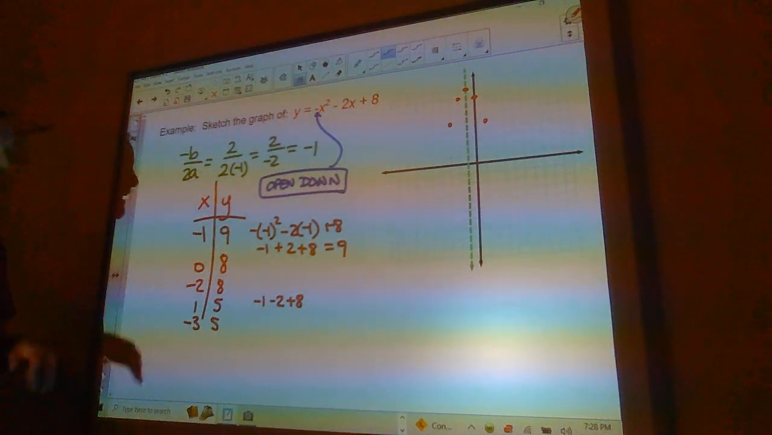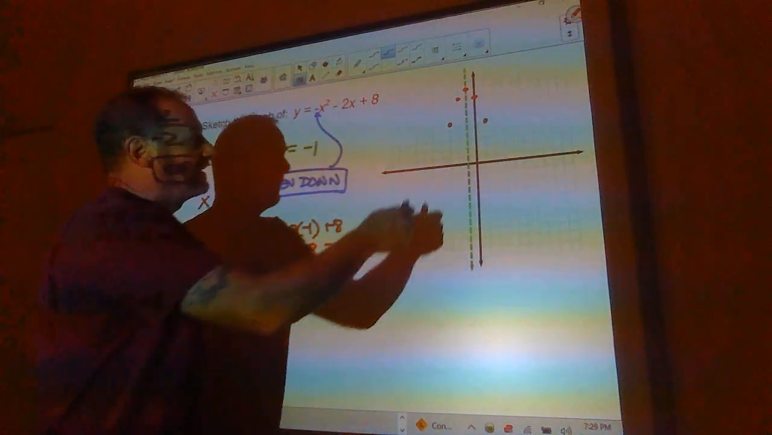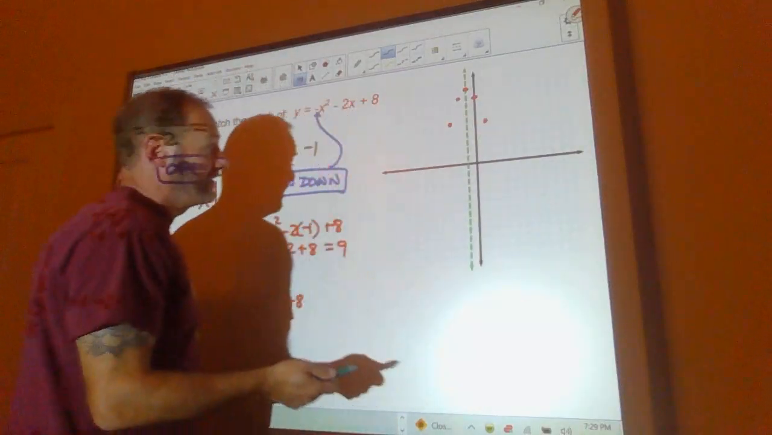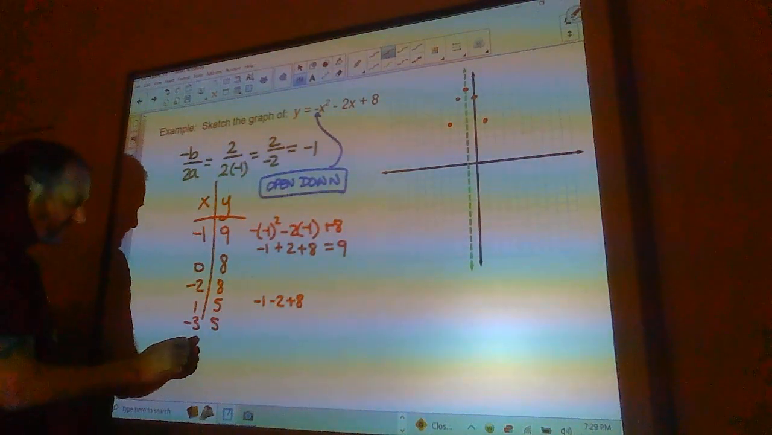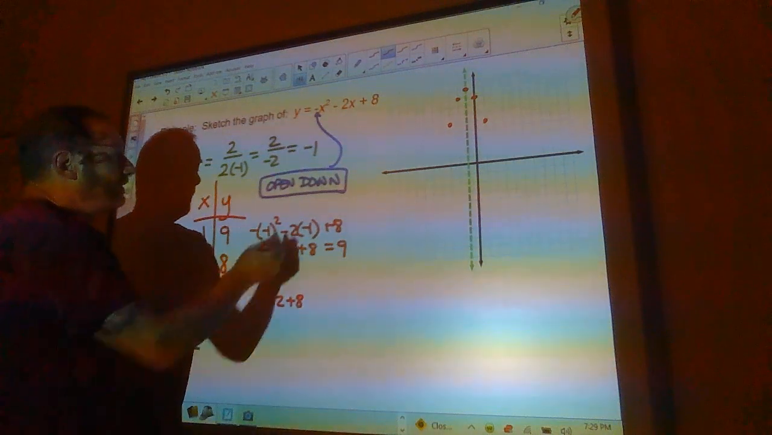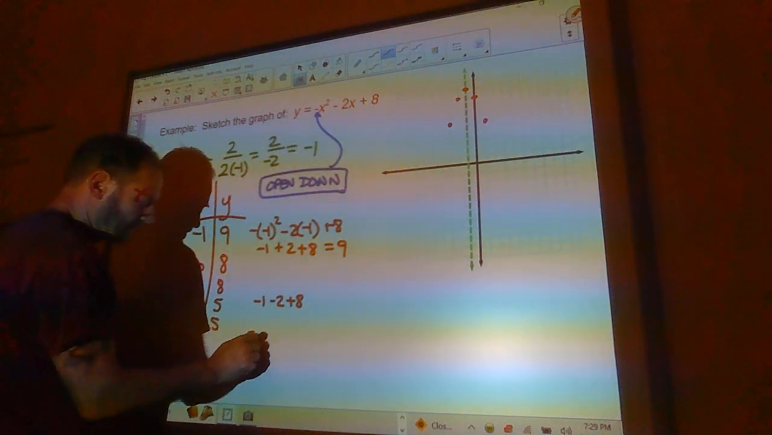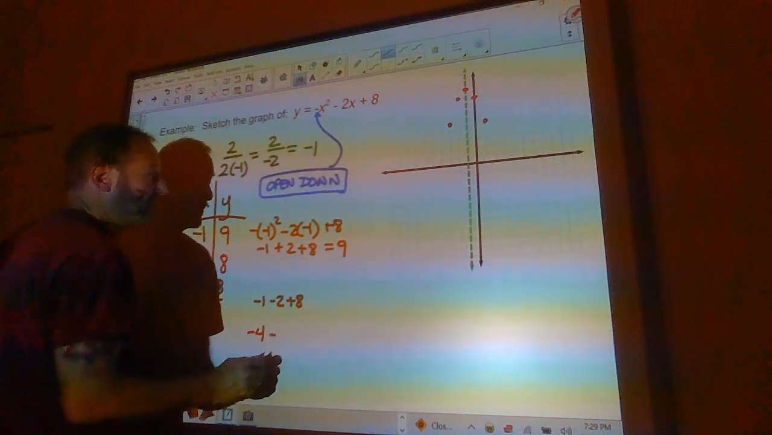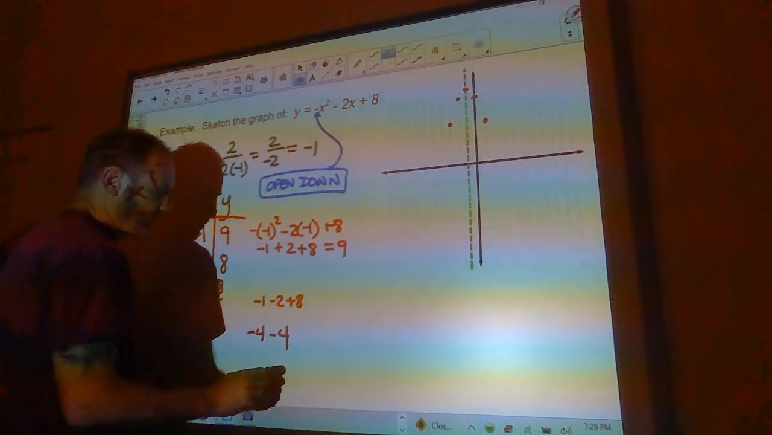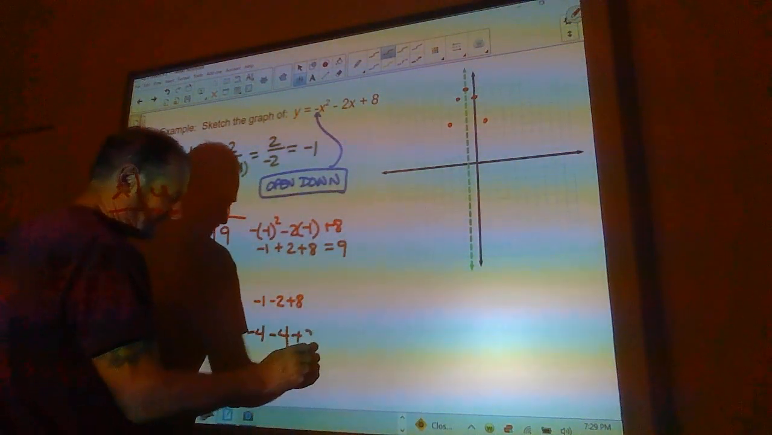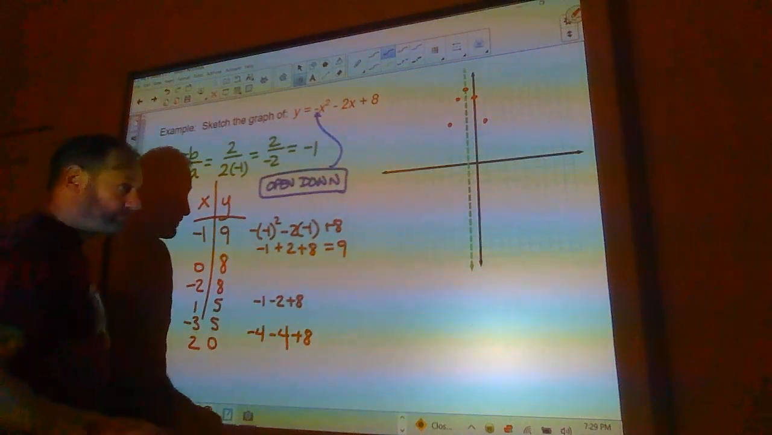Now, if I wanted to make this a little more accurate, since I'm way up here and I got lots of room down here, I might do one other point. I might do a 2. That'd be -4. -2 times 2 would also be -4. Plus 8. That's going to come out to be 0.